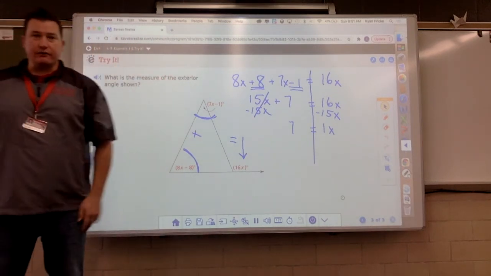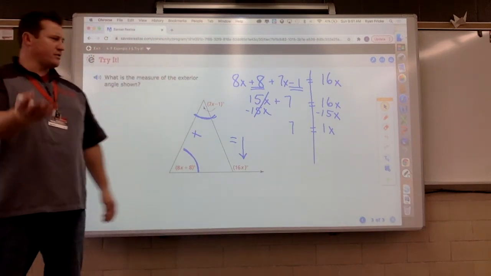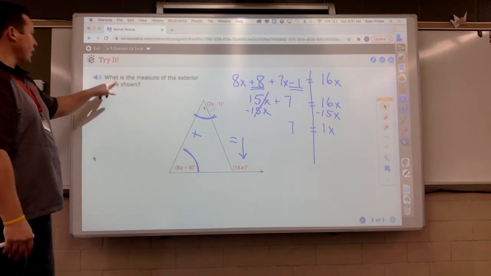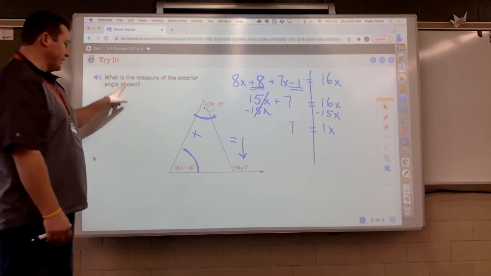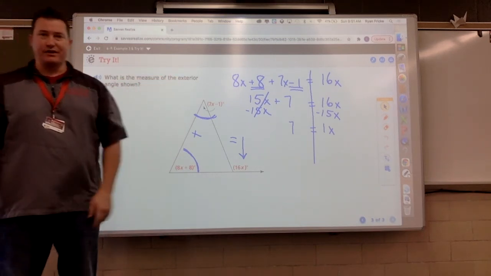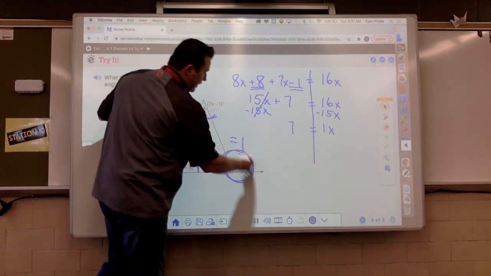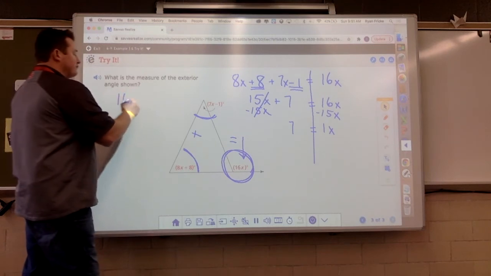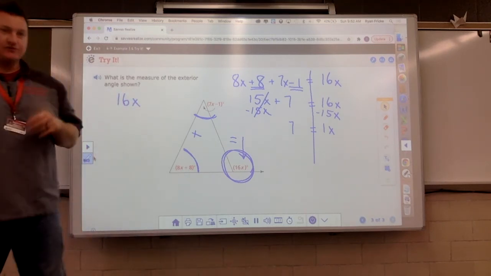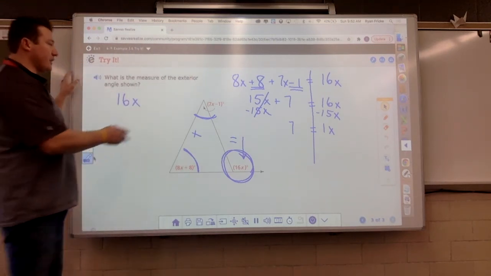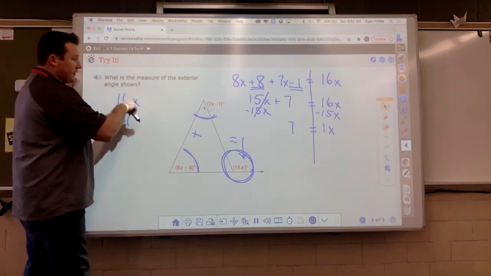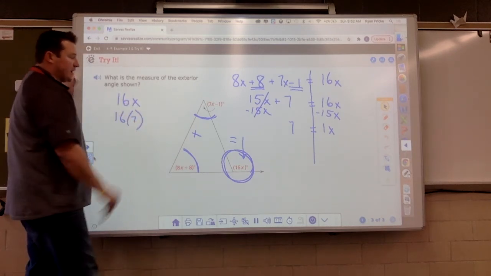So 7's our answer, right? No. What do you mean no? I learned my lesson. Oh, it wants to know the measure of the exterior angle. So you're telling me it isn't just 7 degrees? No. No, people, look. My expression for that angle is 16x. So once again, we got to use our answer. Every x was worth 7. We got to do some multiplying here.